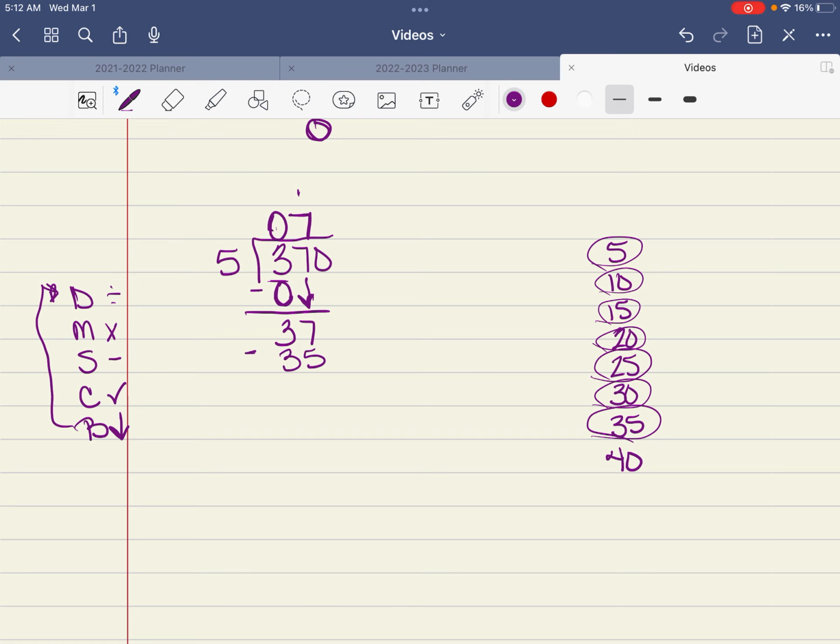Go ahead and subtract. 37 minus 35 is 2. Check. Is 2 less than 5? It is. If it's not, if this number is ever bigger than whatever your divisor is up here, so let's say this number is 7, and that's going to be bigger than your 5, then you've made a mistake. So anytime you get a bigger number down here, stop right there. Don't keep going because you've made a mistake somewhere. All right, let's go ahead and bring down our 0. Okay, our new problem is way down here now. This is where we left off at.